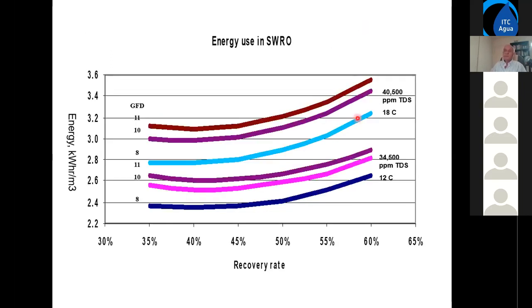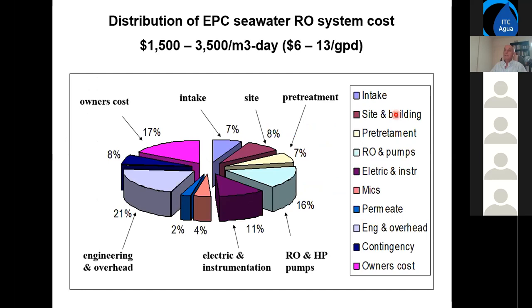Okay, so this shows that the higher the salinity, the energy consumption goes up, and also the higher the recovery, the higher the energy consumption. So in the seawater EPC cost, you have all the components. There is intake, engineering, and the cost of construction. There is no one cost which is really the highest, but engineering and overhead is 20%. The other big one is owner cost, which is related to borrowing money and paying all the expenses during construction. Intake cost could be significant. Sometimes here it is just 7%, but could be much bigger if a subsurface intake is required.